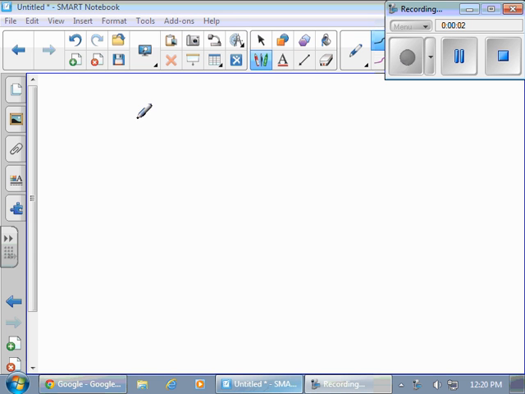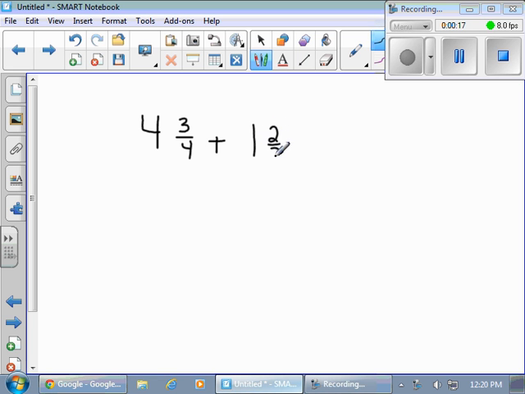Here we go. Just a quick review. I want you to add this. Yes, I want you to add this, just very quickly. Alright, on this one, you have to force it to have the same common denominator.